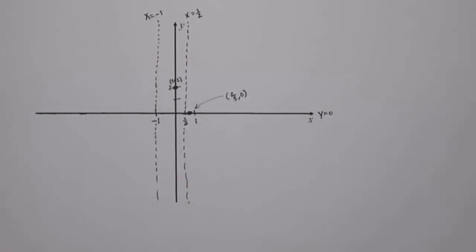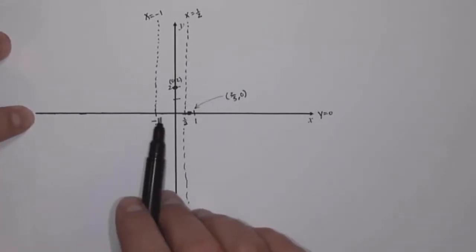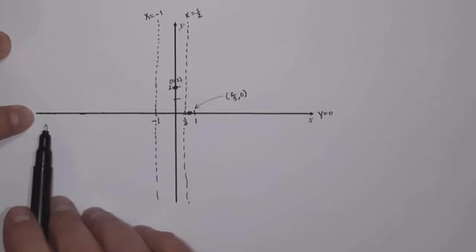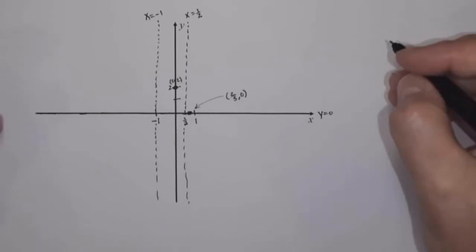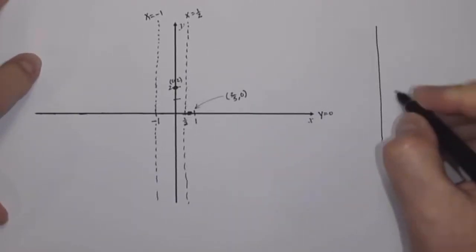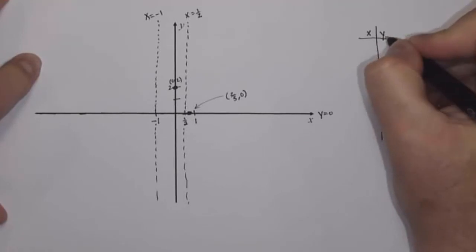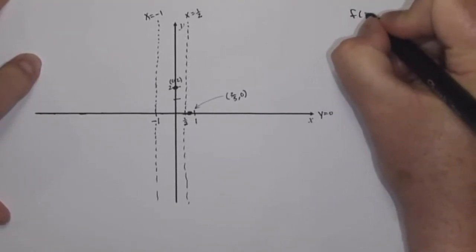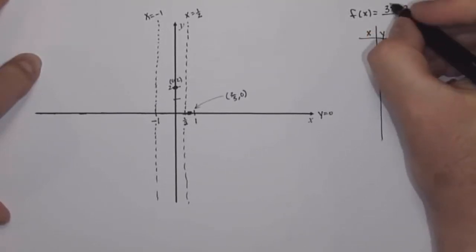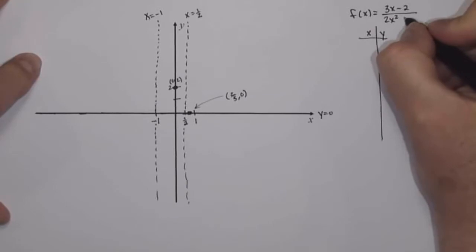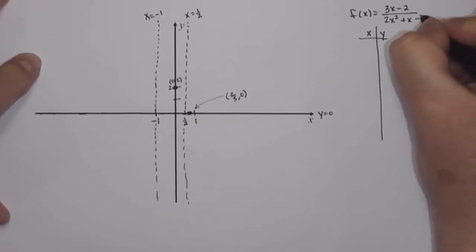So that's all I know about the graph at the moment. I need to find some other points to get a general idea of what this curve is going to look like. So let's start by finding another point or two to the left of -1. I can make a table of values. And again, my function is f of x equals (3x minus 2) over (2x squared plus x minus 1).